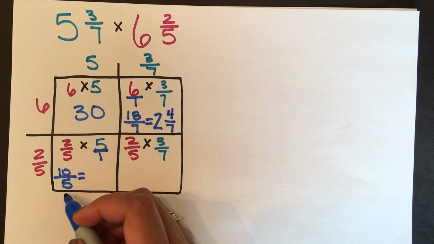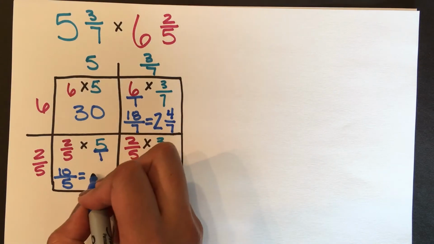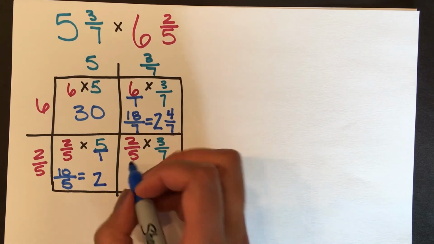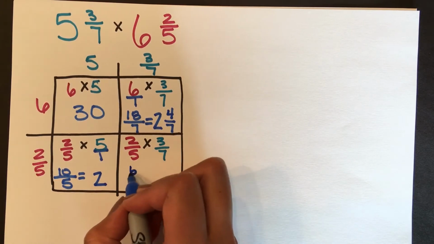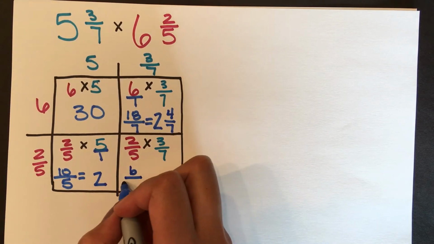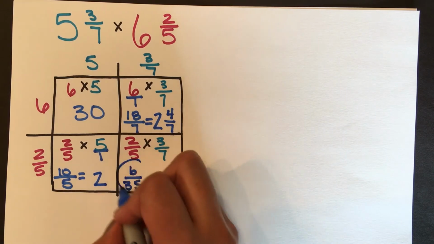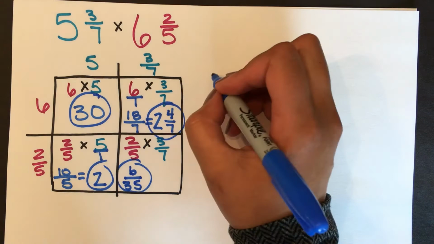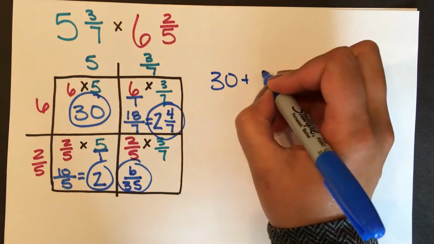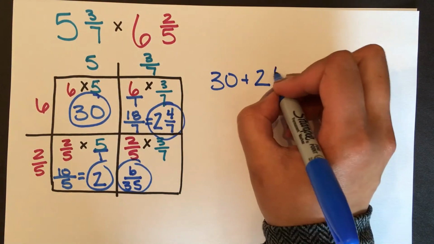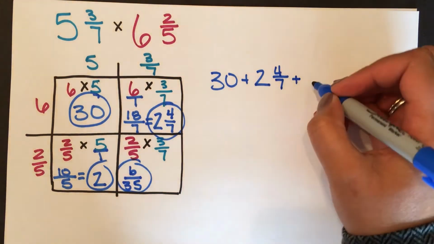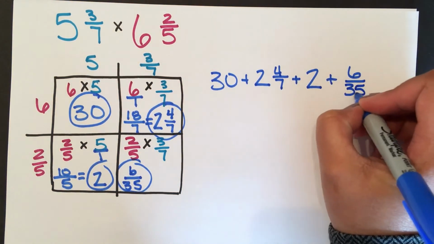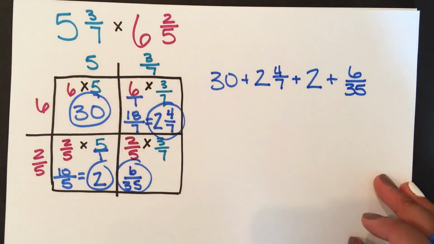We go, how many times can 5 go into 10? It can go in there 2 times evenly. Then we multiply our fractions. We go 2 times 3 is 6. 5 times 7 is 35. Then we're going to take all of the products and add them up. We go 30 plus 2 and 4/7 plus 2 plus 6/35ths.